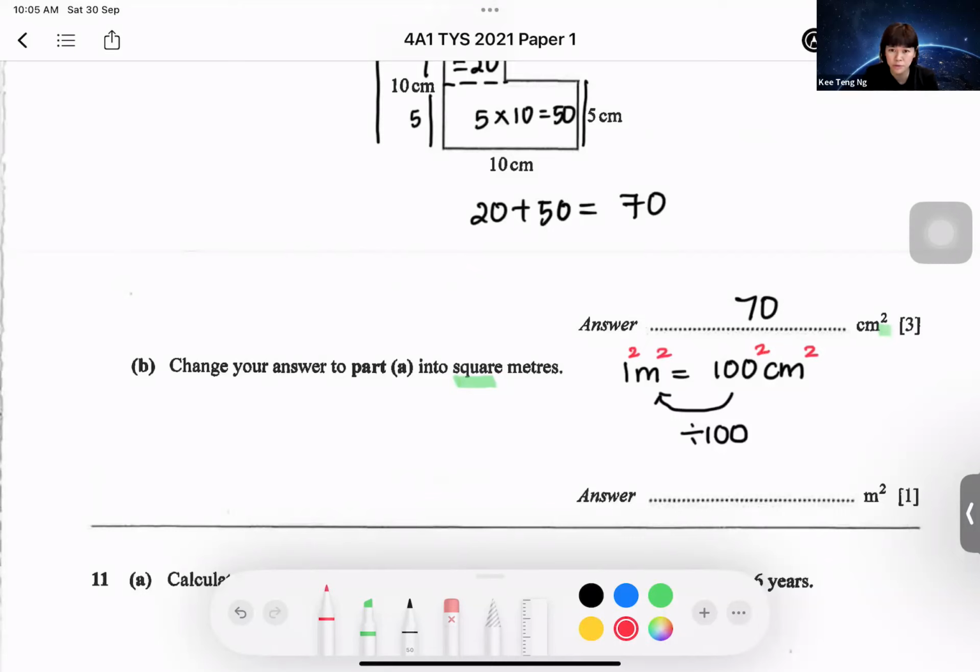So if I want to convert from cm square to meter square, I need to divide by 100 square. So I'm going to take this number 70 and divide by 100 square. That's going to be a small number, and it gives me 7 over 1000, or rather 0.007 as the answer. All right, so remember, if you're getting area, you need to square everything to get the area ratio.